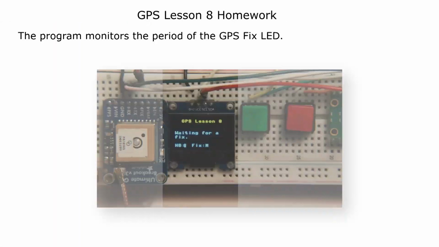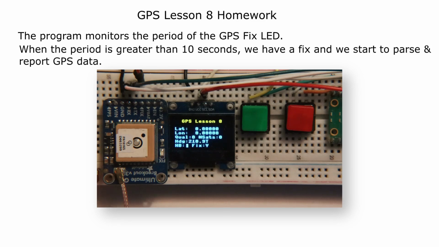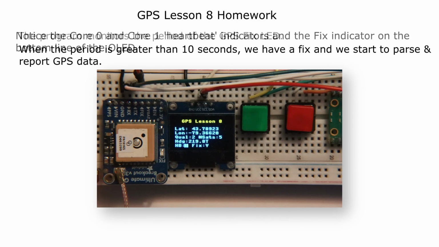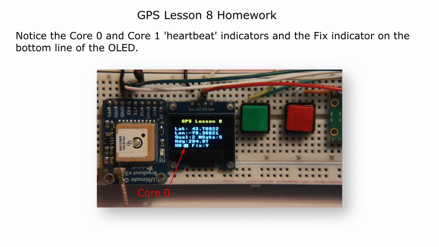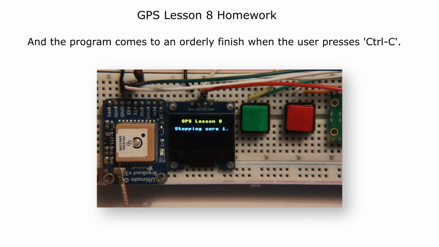Here's how it works. The program monitors the period of the GPS fix LED. When the period is greater than 10 seconds, we have a fix, and we start to parse and report the GPS data. Notice the core 0 and core 1 heartbeat indicators and the fix indicator on the bottom line of the OLED. And the program comes to an orderly finish when the user presses Ctrl-C.